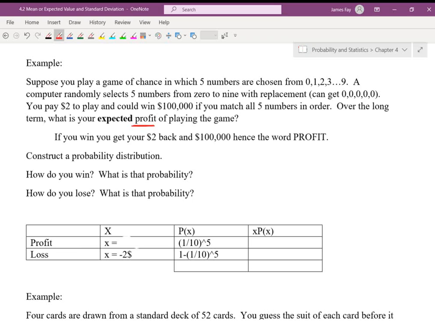All right, so let's say these are dollars. If we're going to play this game, I have to pay you $2 just so that I can guess, right? So how much money am I down? I'm down $2. If I win, I get my $2 back. So where am I at? 0, and I make the $100,000. So what did I profit? If you win, you get $2 back and your $100,000. Hence the word profit.